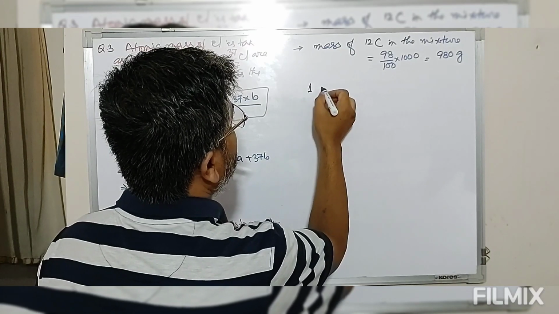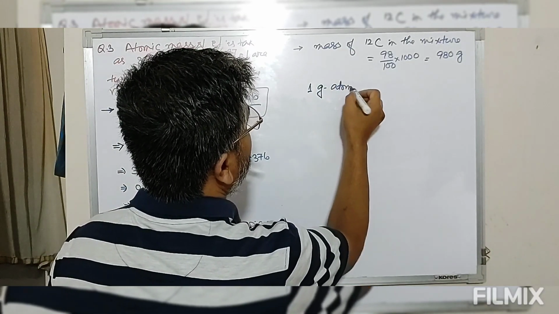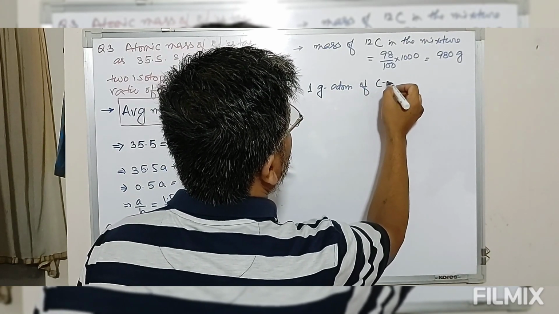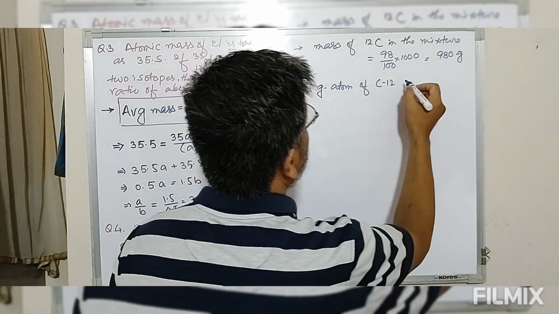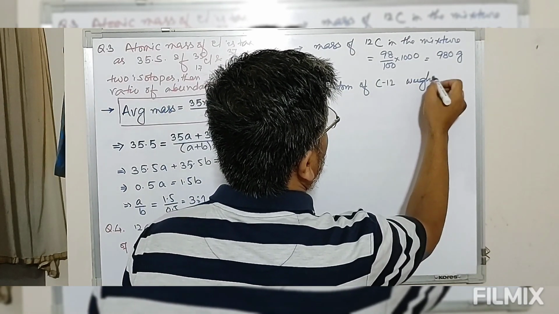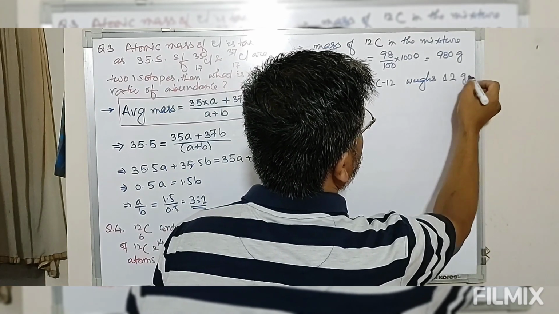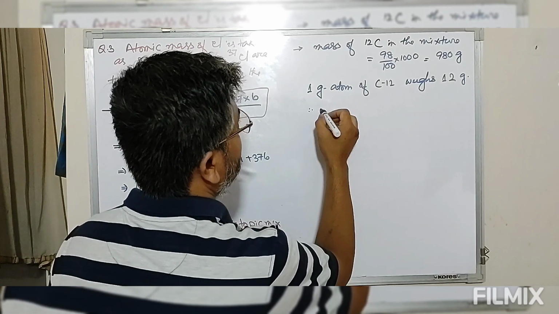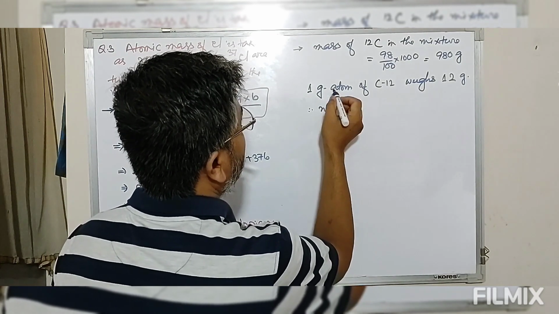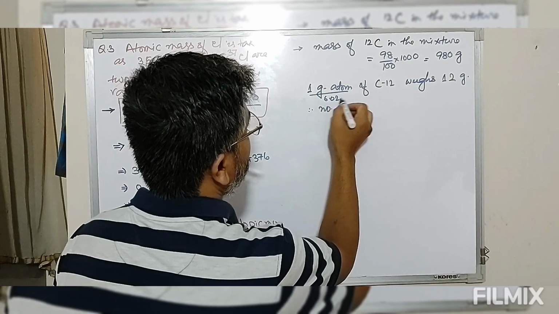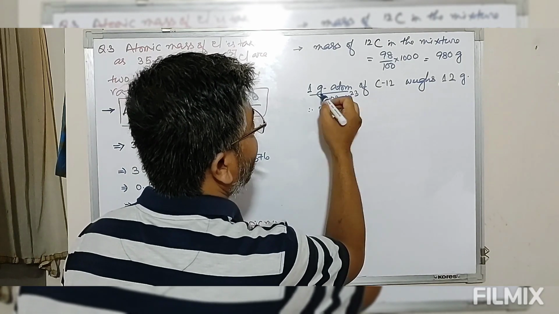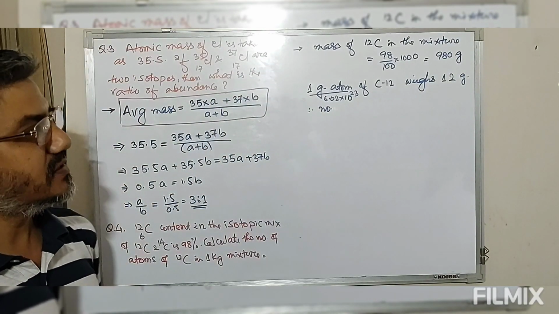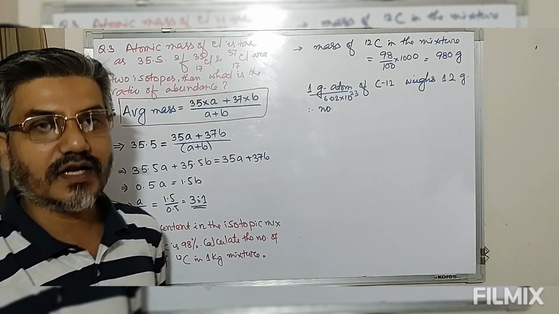Now 1 gram atom of carbon 12 weighs 12 gram. So therefore 1 gram atom, meaning 6.02 into 10 to the power 23 atoms of carbon 12, weighs 12 gram. That is the gram atomic mass, the concept of gram atomic mass or 1 gram atom.